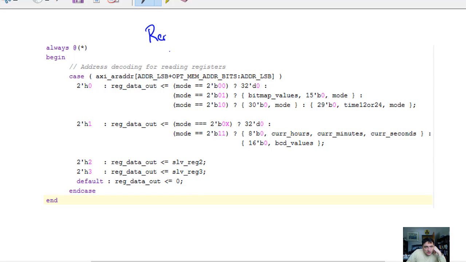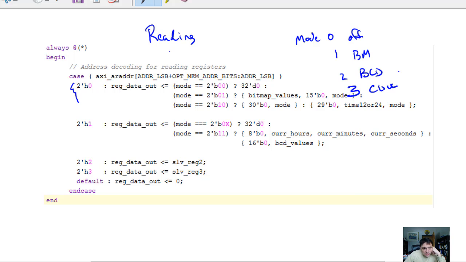This is for reading, and this is register 0, and it really depends on what value mode has when you read this back. I've changed these up a little bit so that mode 0 is now off, mode 1 is the bitmap, mode 2 is BCD, and mode 3 is going to be the clock. And so if you read from the register set and you're in mode 0, you get nothing back. If you're in mode 1, you get the bitmap values. This is in register 0. So you get the bitmap values on the upper 15 bits, and then the mode. If you're in mode 2, then you get just the mode, and if you're in mode 3, then you get the timer 24 in the mode.